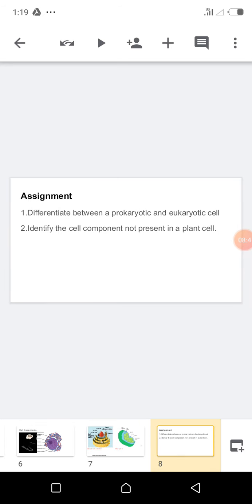Now, the assignment is to differentiate between a prokaryotic and a eukaryotic cell, and to identify the cell components not present in the plant cell. Your assignments can be written out. You can take a picture of it with your name written on it and send in.